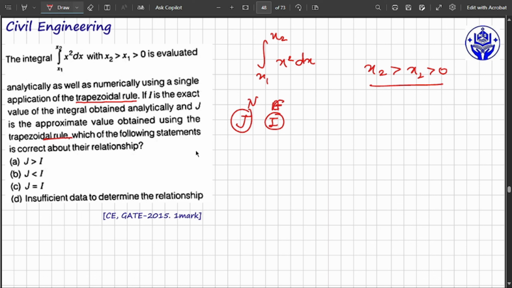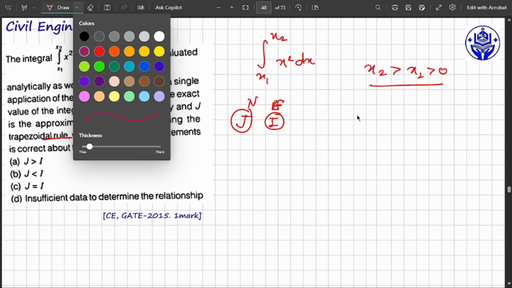Which of the following statements is correct? Which value will be larger? So first of all, what is the significance of the trapezoidal formula, or basically calculating using 2 points only? There is no intermediate point. See, what is this x square? X square is nothing but a quadratic form.